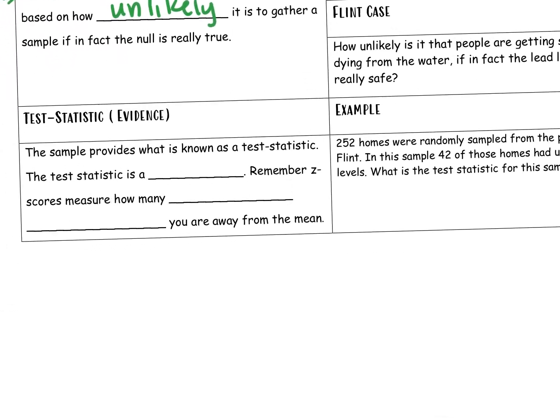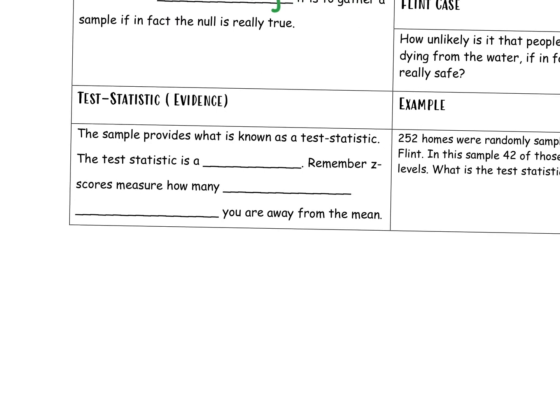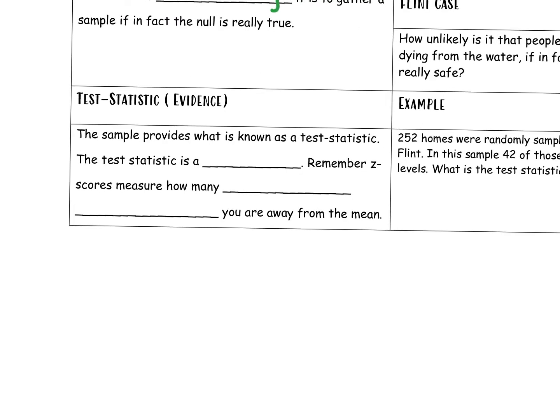And now what happens is, I'm going to gather this data and find what we call the test statistic. And the test statistic itself is a z-score. It's just a z-score. We may or may not remember what a z-score is, but remember, z-scores measure the number of standard deviations you are away from the mean.